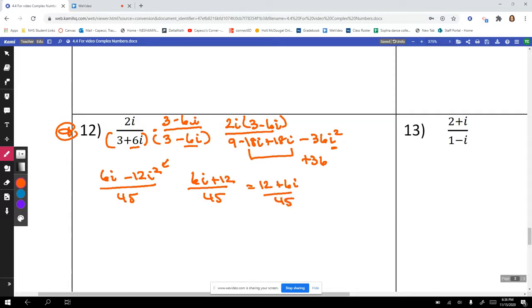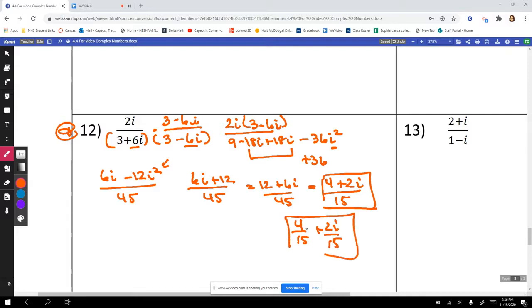Now, we could also simplify that, right? Everything is divisible by 3. So that gives me 4 plus 2i all over 45 divided by 3 gives me 15. So I've seen, sometimes you see that as an answer. You can also see it broken up more as 4 over 15 plus 2i over 15. Sometimes you see it written like that.